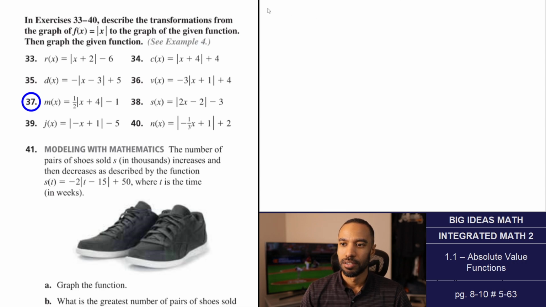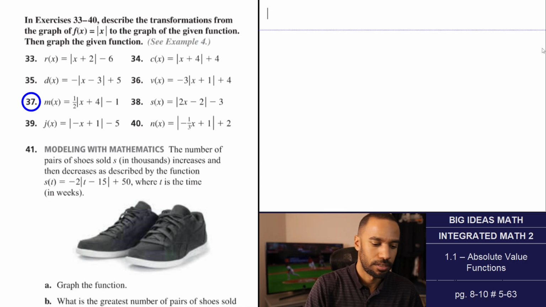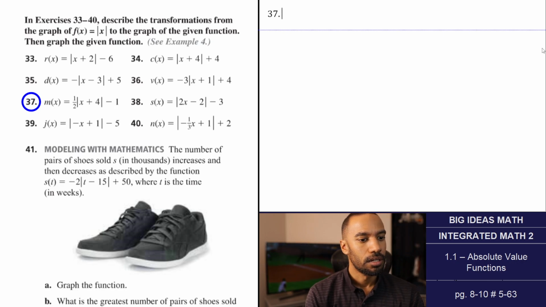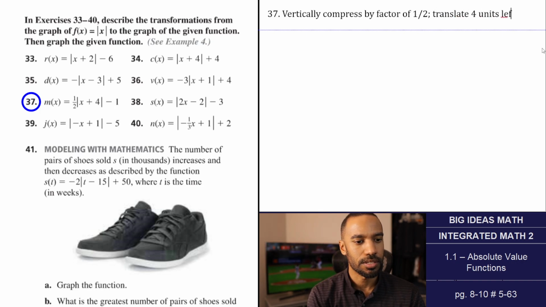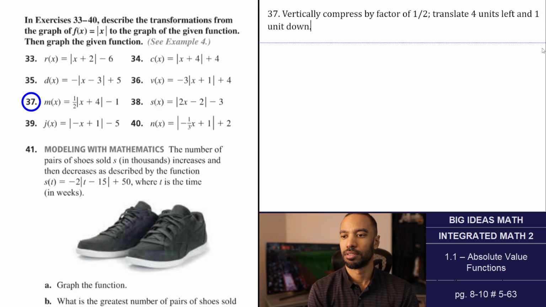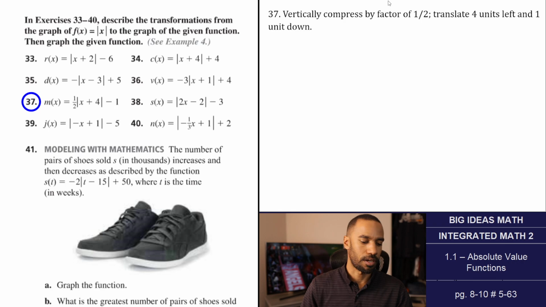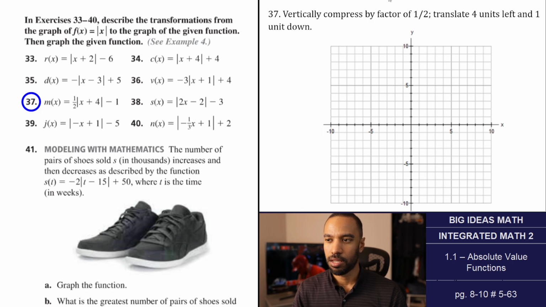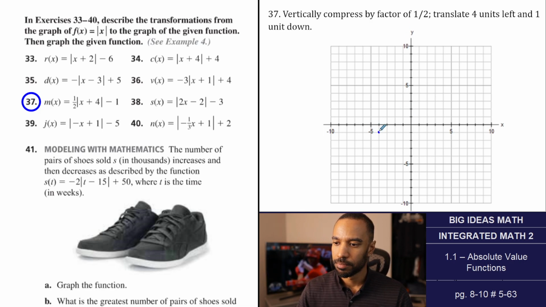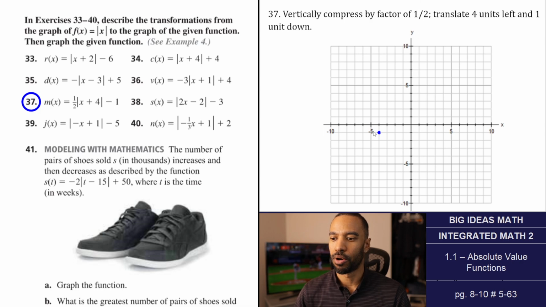Okay, number 37. Vertically compress or shrink by a factor of 1/2, and then translate 4 units left and 1 unit down. Okay. The vertex is at -4, -1. It goes upward, but it goes up 1 over 2. So I'm going to try and hit that. Up 1 over 2, up 1 over 2.